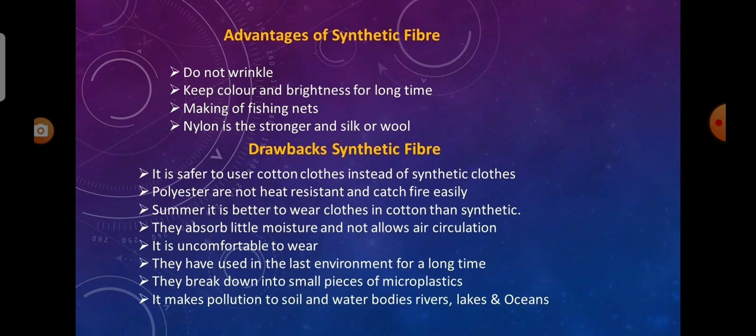Now we see about the advantages of the synthetic fibers. Synthetic fibers do not wrinkle, and keep color and brightness for a long time. They are used in making fishing nets. Nylon is stronger than silk. We see the drawbacks of synthetic fiber. It is safer to use cotton clothes instead of synthetic clothes.